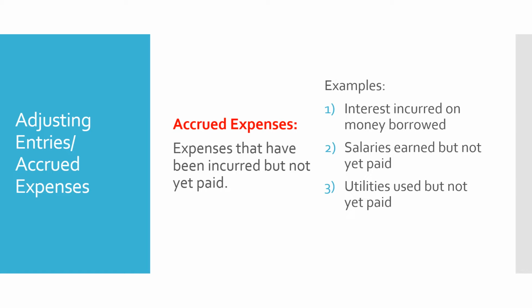Typically, a utility bill is going to arrive at the beginning of the next month. So if we're looking at the month of August, we'll probably get our utility bill for August in early September and pay it later on in September. But we know we have incurred utilities expense because the lights have been on. So we need to make an adjusting entry to accrue that kind of expense as well.